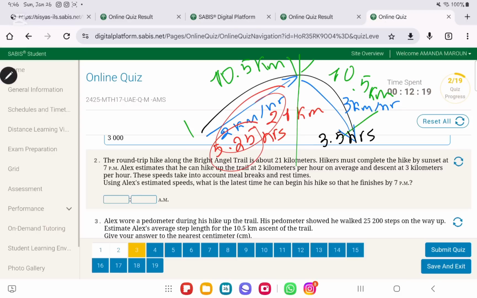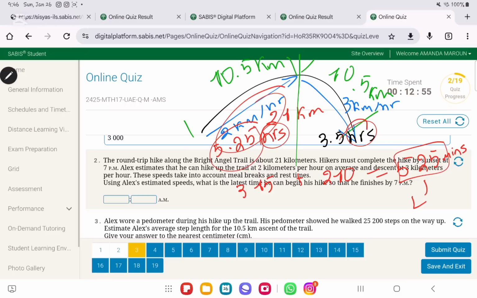Now we don't directly add them. We need to change them into minutes. So to change them into minutes, we're going to do 5.25 times 60 minutes, which is 315 minutes. And then 3.5 times 60 minutes, which is 210 minutes. Why did we make them into minutes? Because they were hours, so we multiplied by 60 to change them into minutes. Now we add 315 plus 210, and we will get 525. So this is the minutes it takes him to go along all of this.